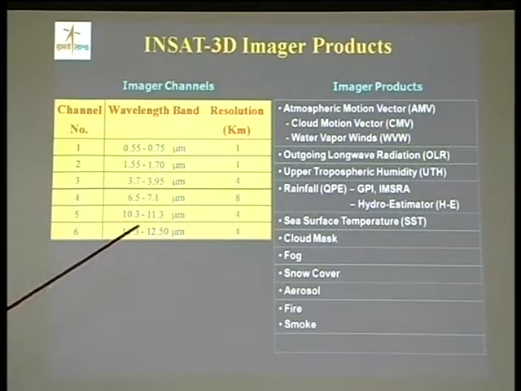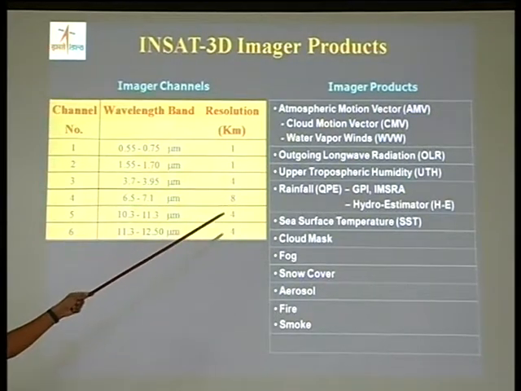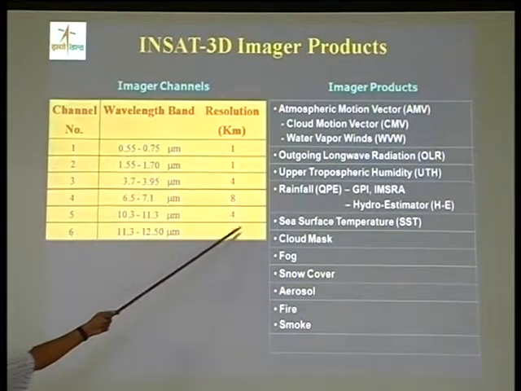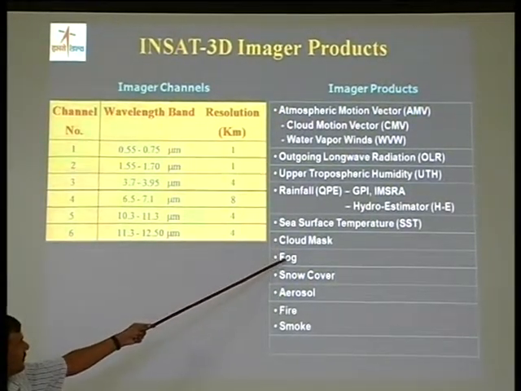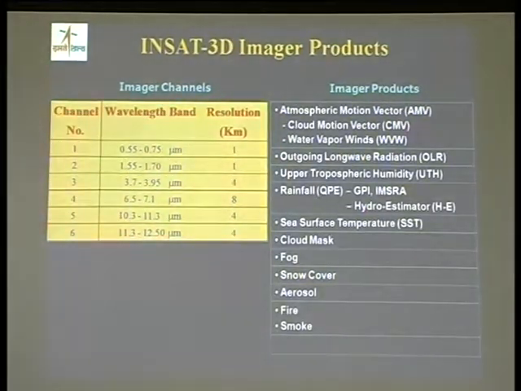Basically, in order of importance I can say the atmospheric motion vectors, OLR, UTH, rainfall, SST. Now SST also is a primary product from this one. Cloud products, fog, snow cover, aerosol, and these are some of the research products from the satellite.